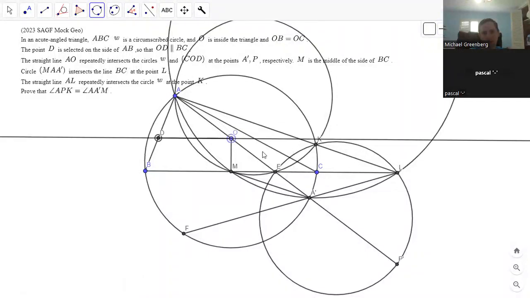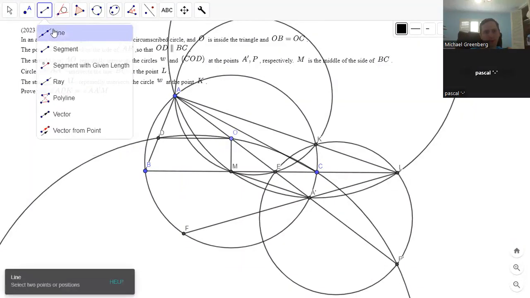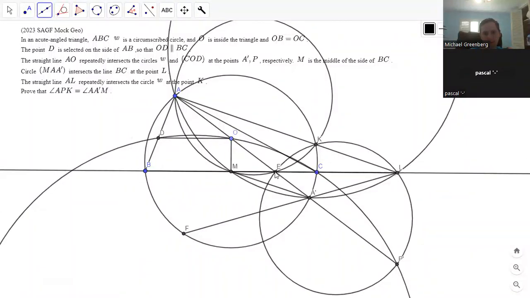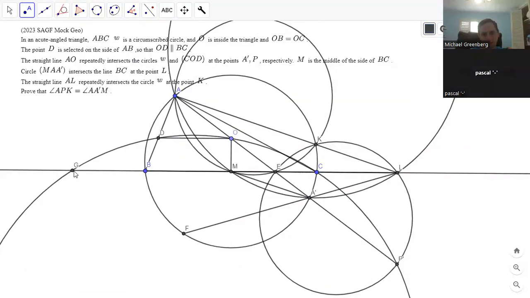But yeah, if COPD were cyclic, can we use Reim's theorem to show somehow? I think we want to construct this point right here. So that would mean POD would equal PCD, but POD would be PC. So that would mean PCD. I'm confused. PEG.